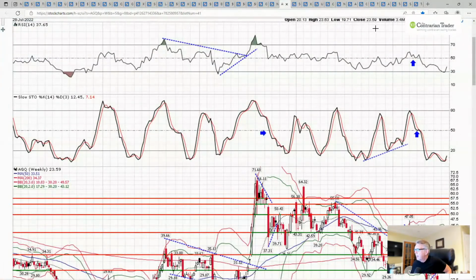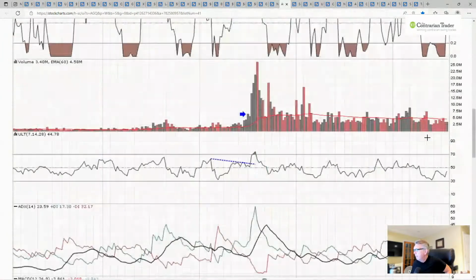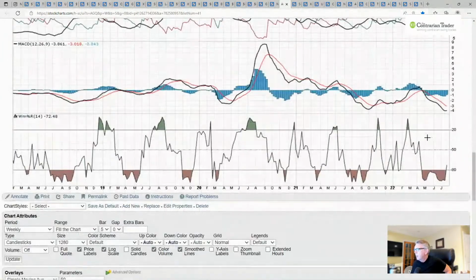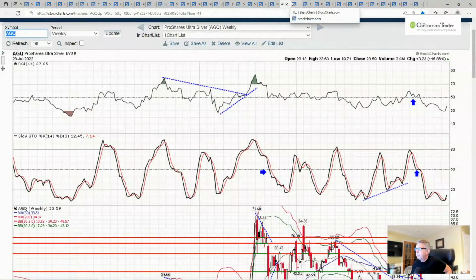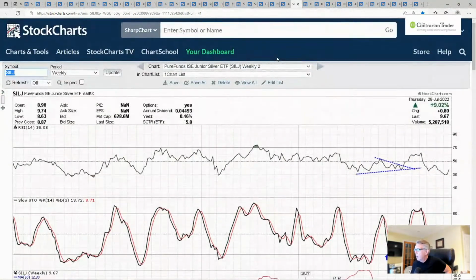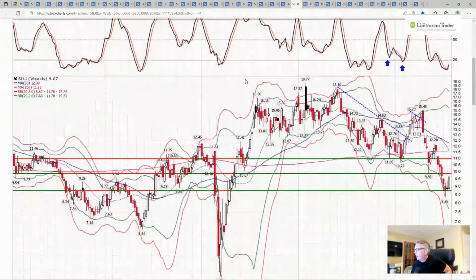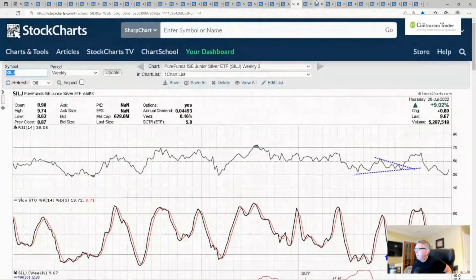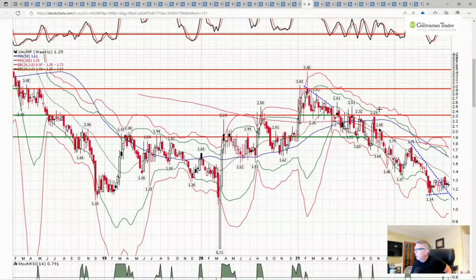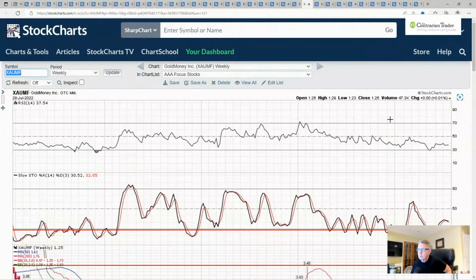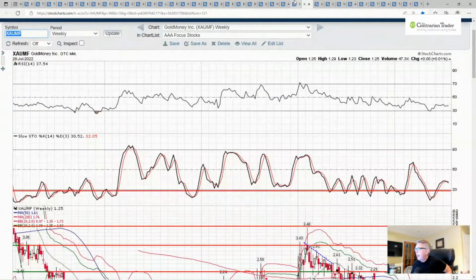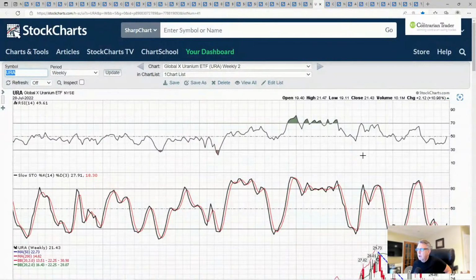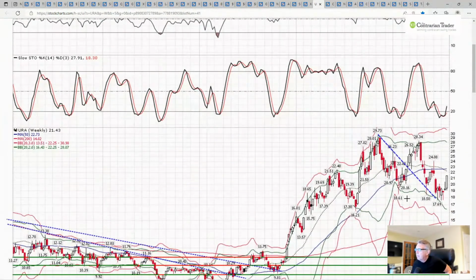Stochastics, double bottom setup, hooking up. RSI, hooking up. Good stuff. Love it. The silver miners, we're long of. We're up 9% on the week here. They're going up higher. Gold Money, our little gold bank up in Canada, flat on the week. Our uranium trade, up 11% on the week.